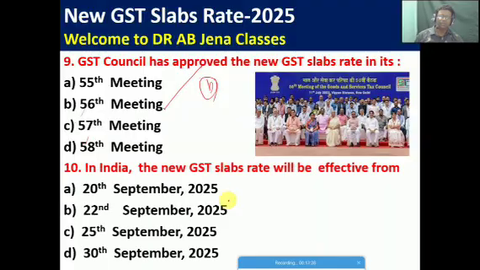Next one friends, in India the new GST slab rates will be effective from which date: 20th September, 22nd September, 25th September, or 30th September 2025? The right option is B. The new GST slab rates will be effective from 22nd September 2025.